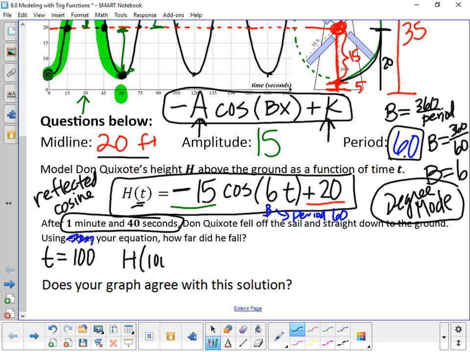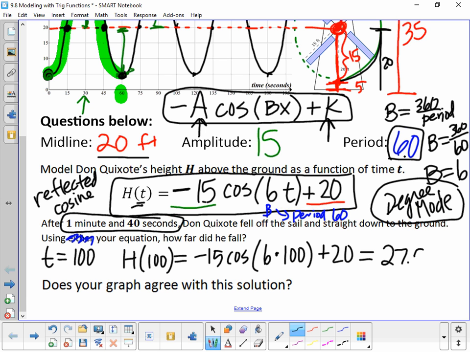So h of 100 is, our equation was negative 15 times the cosine of 6 times t, our t value is 100, plus 20. And we can put that into our calculator to calculate the height. Because I used 360 divided by the period to calculate the b value, we need to make sure your calculator is in degree mode. If it's in radian mode, it will not give you a correct answer. Negative 15 times the cosine of 6 times 100, and then plus 20 in your calculator should give you a height of 27.5 feet.